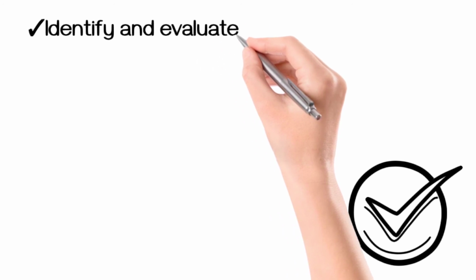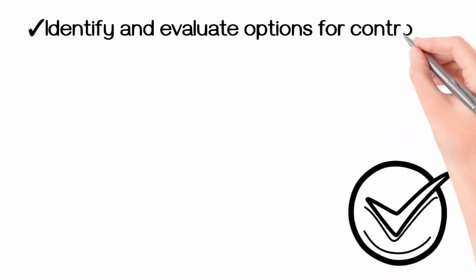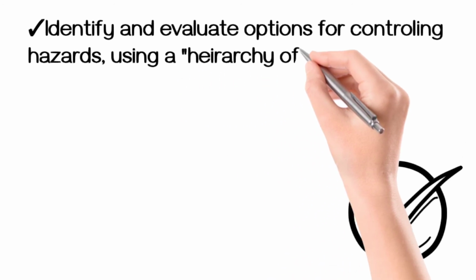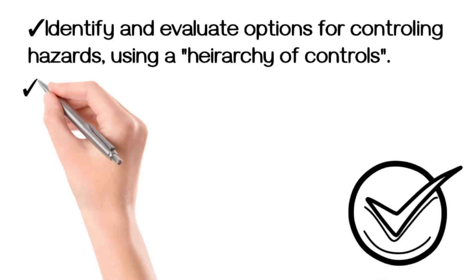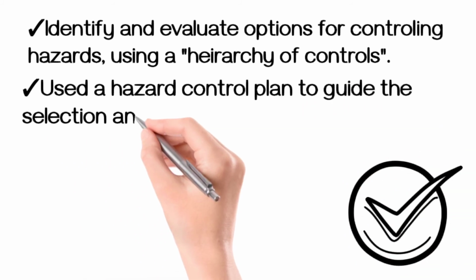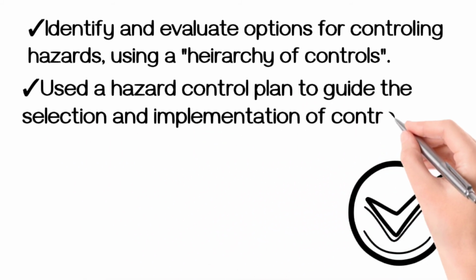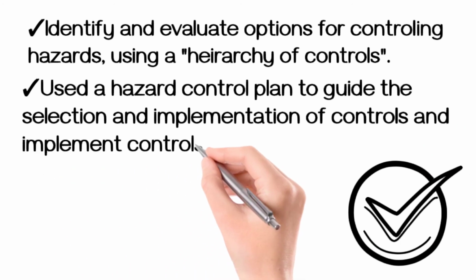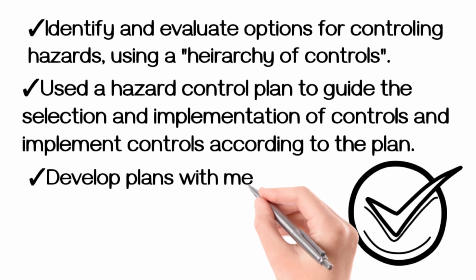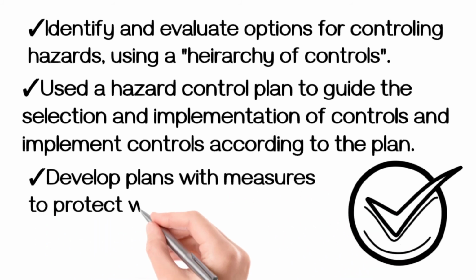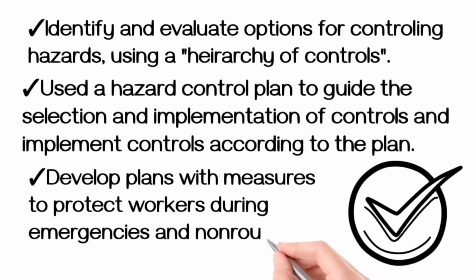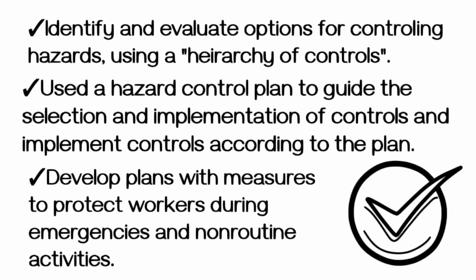Second, identify and evaluate options for controlling the hazard using the hierarchy of control. Third, use a hazard control plan to guide the selection and implementation of controls, and implement controls according to the plan. Develop plans with measures to protect workers during emergency and non-routine activities.